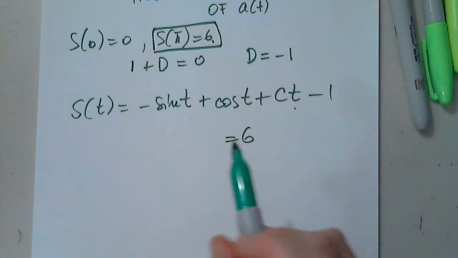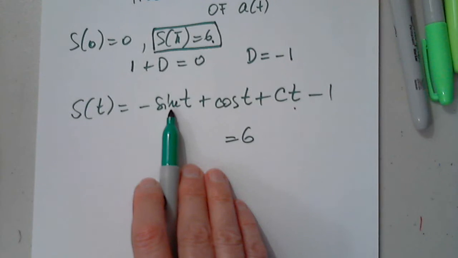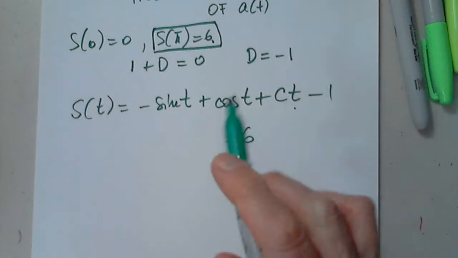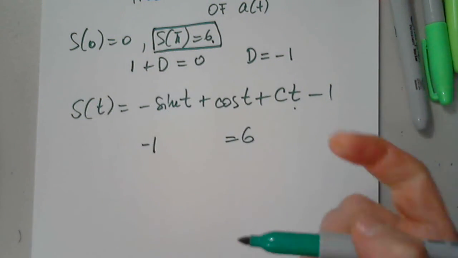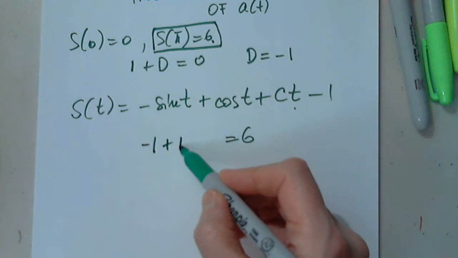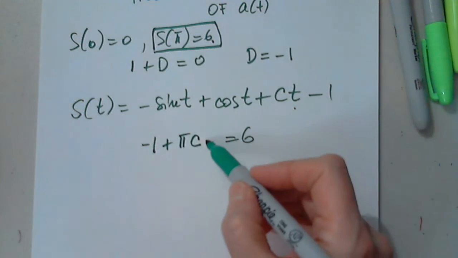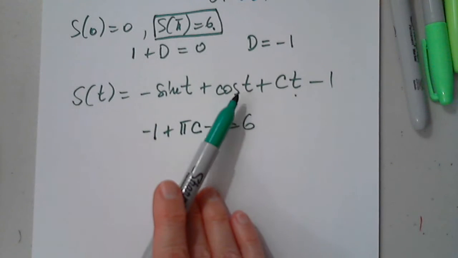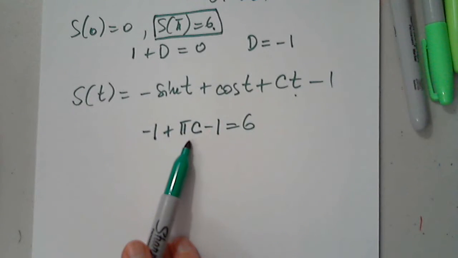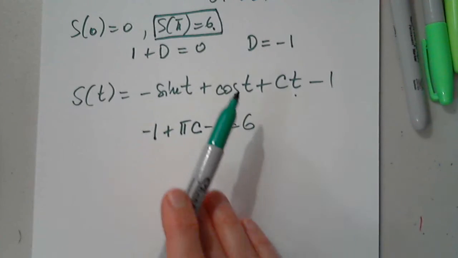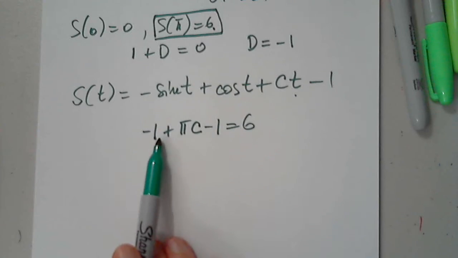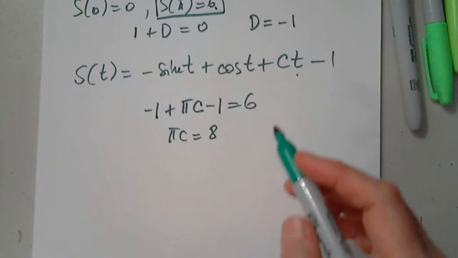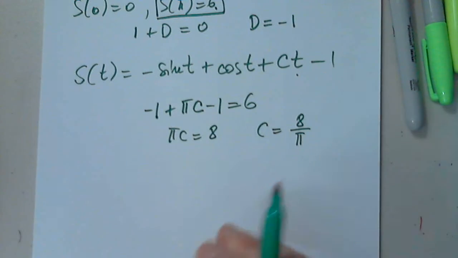Okay, fine. When I plug in pi here, this is 0, because sine is 0 left and right. When I plug in pi here, I get negative 1. When I plug in pi here, I get plus pi c, and then minus 1. So pi here, 0. Pi here, negative 1. Pi here is this. Minus 1 equals 6. So negative 2 will go to the other side, so pi c will equal 8. So then c equals 8 divided by pi.